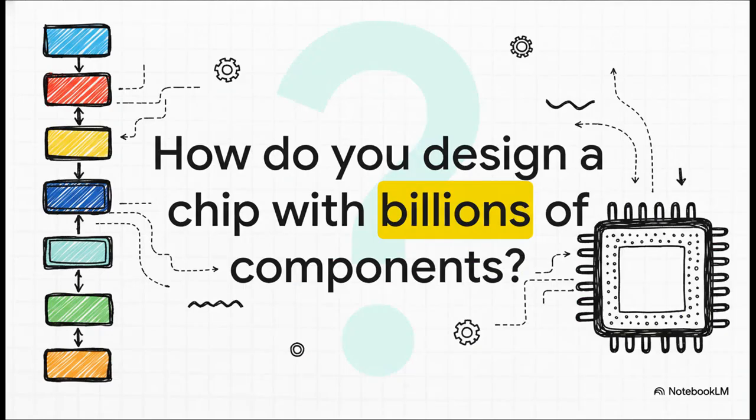So just think about this for a second. How in the world do you even begin to design a modern microchip? We're talking about billions, with a B, of tiny little transistors. The scale is mind-boggling. You obviously can't draw that out by hand. So, how is it done?